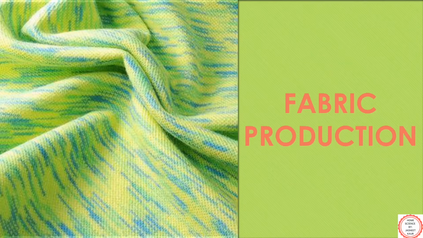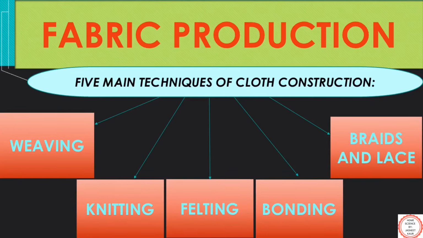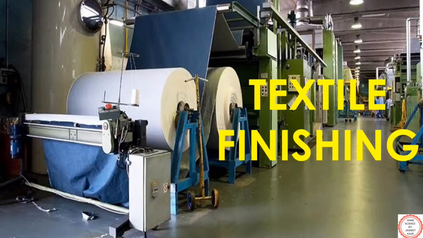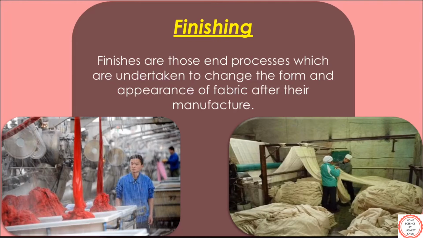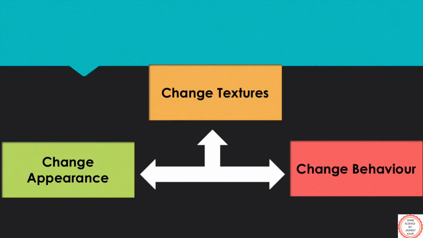We have discussed all techniques through which fabric is constructed, like weaving, knitting, felting, bonding, and braids and laces. It is further followed by textile finishing. In this, we have talked about the meaning of finishing as well as the purpose of doing it.